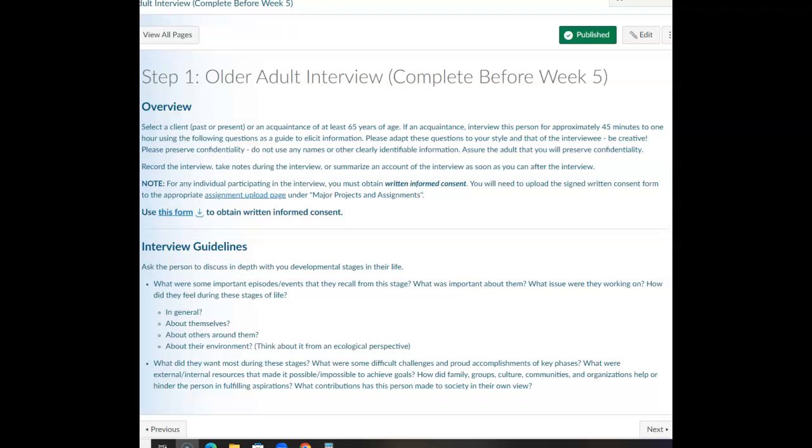the major assignment, part of it is written, part of it is a presentation that you will submit, is an older adult interview. You are to select an individual. It can be a client or an acquaintance of at least 65 years of age. You are to interview this person for approximately 45 minutes to 1 hour using the questions that you see down here. You are asking them about a particular developmental stage in their life, right?